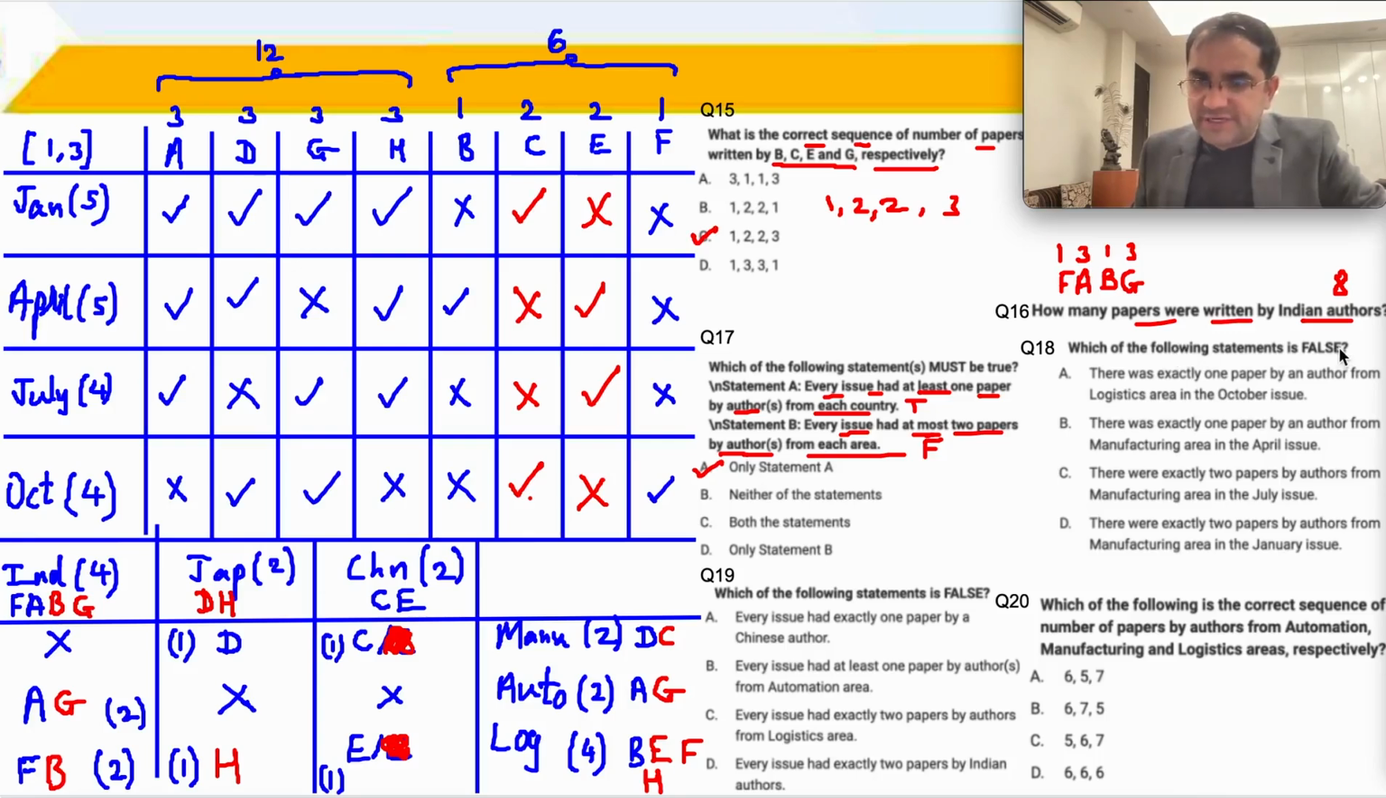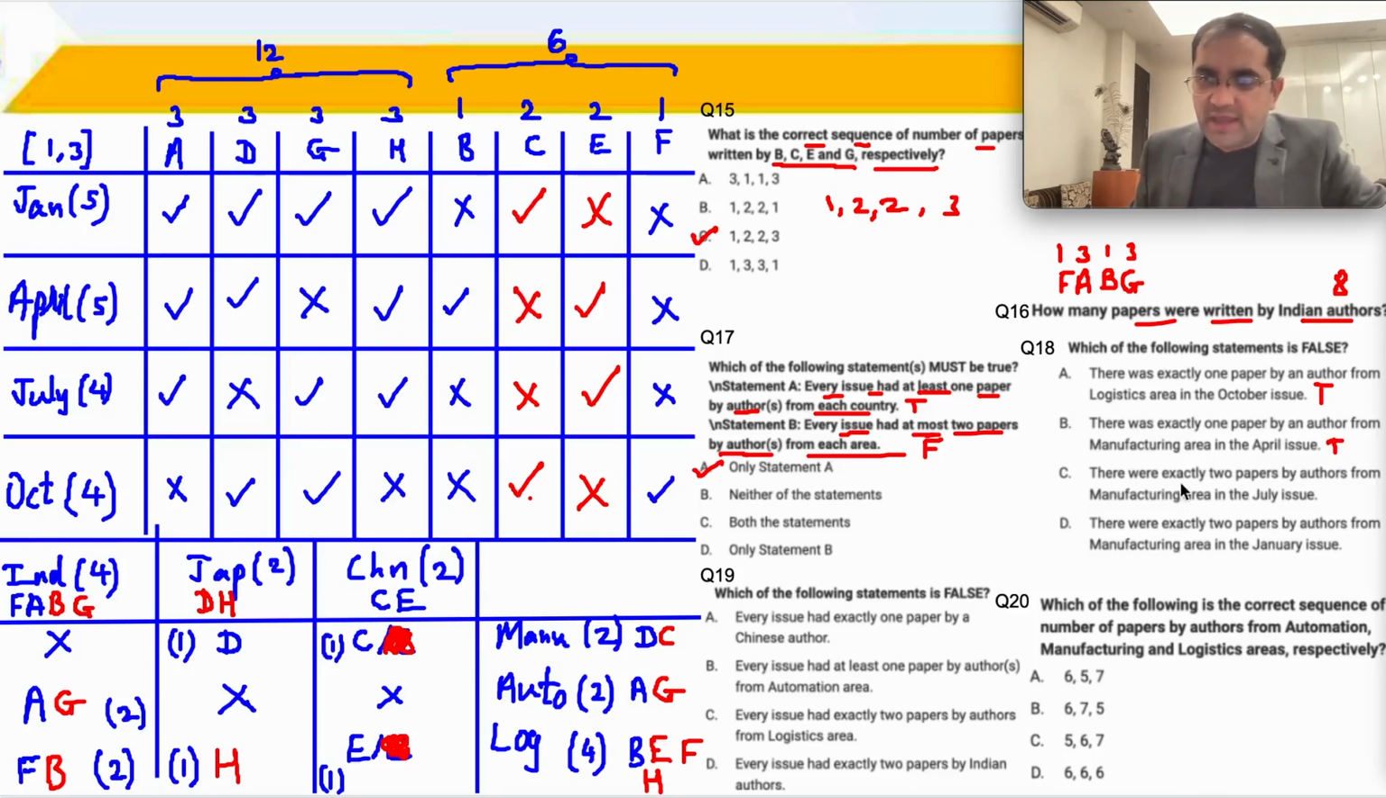Which of the following statements is false? Question number 18. There was exactly one paper by an author from logistics in October. October, logistics. B, F, H में से कोई एक है क्या? B no, E no, F yes, H no. This is a true statement. There was exactly one paper by an author from manufacturing in April. D and C में से manufacturing in April. D yes, C no. Yes, there was exactly one paper.